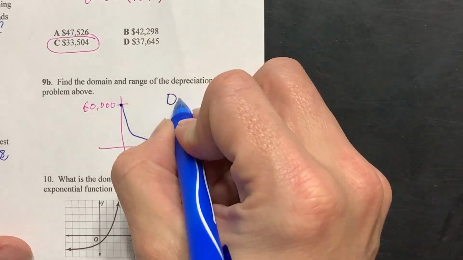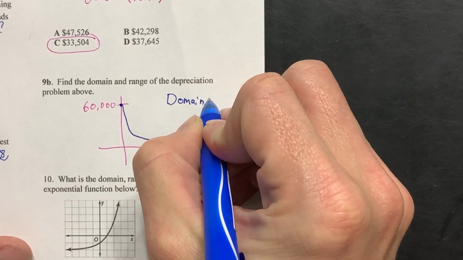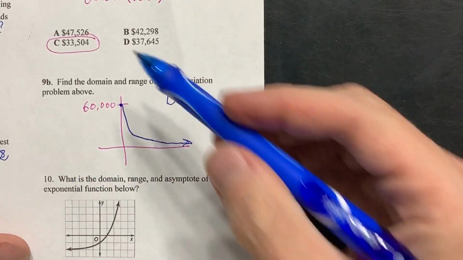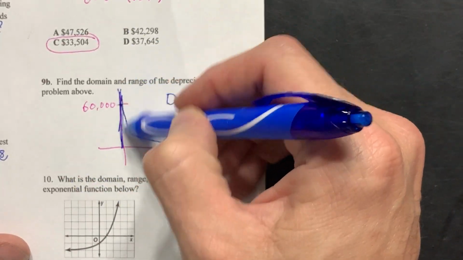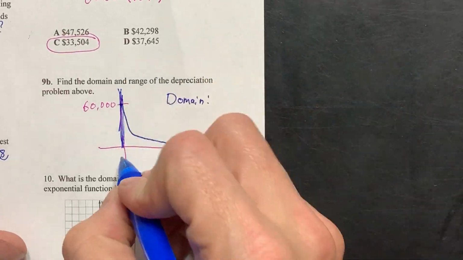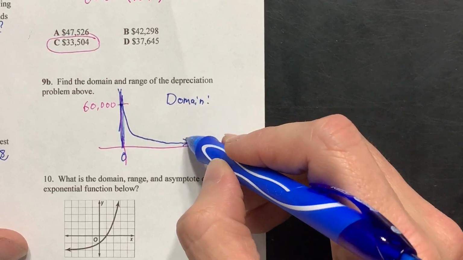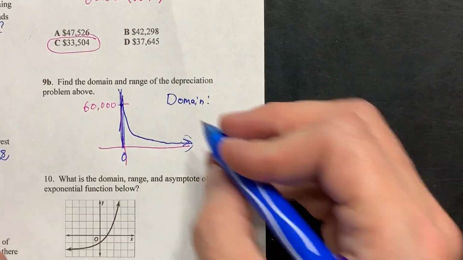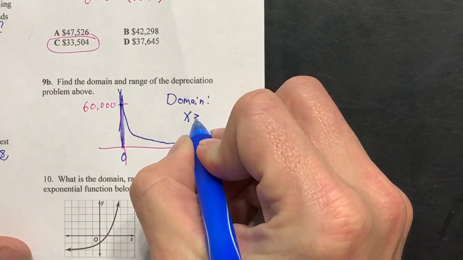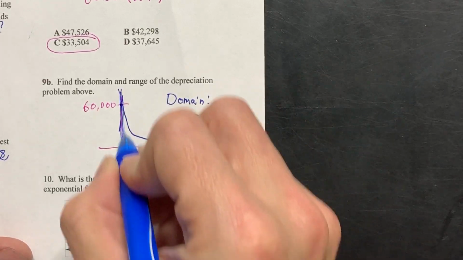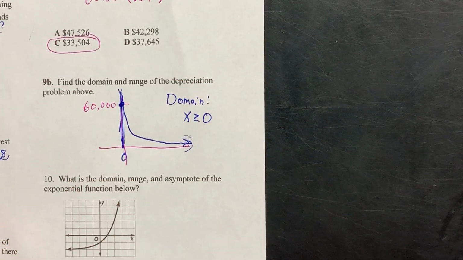The domain, again, is the x value, left to right. The leftmost spot is at 0, and it doesn't have a right. It doesn't end over here. It goes on forever. So it's everything greater than or equal to 0, because it is 0 at that exact spot.